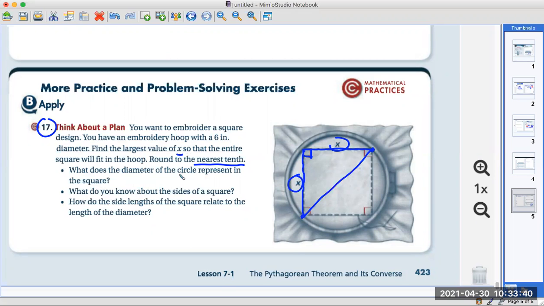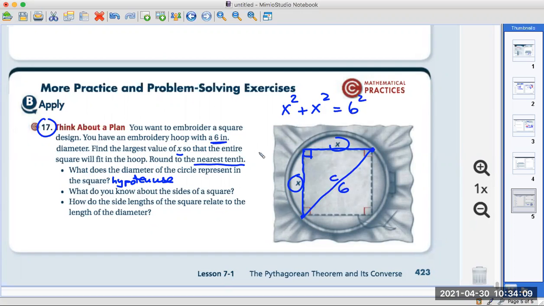What does the diameter of the circle represent in the square? That's your C. It's the hypotenuse of your right triangle, right? What do you know about the sides of the square? I'm going to help you out a little and start you off: x squared plus x squared, the legs, is equal to c squared, where c is 6, right?